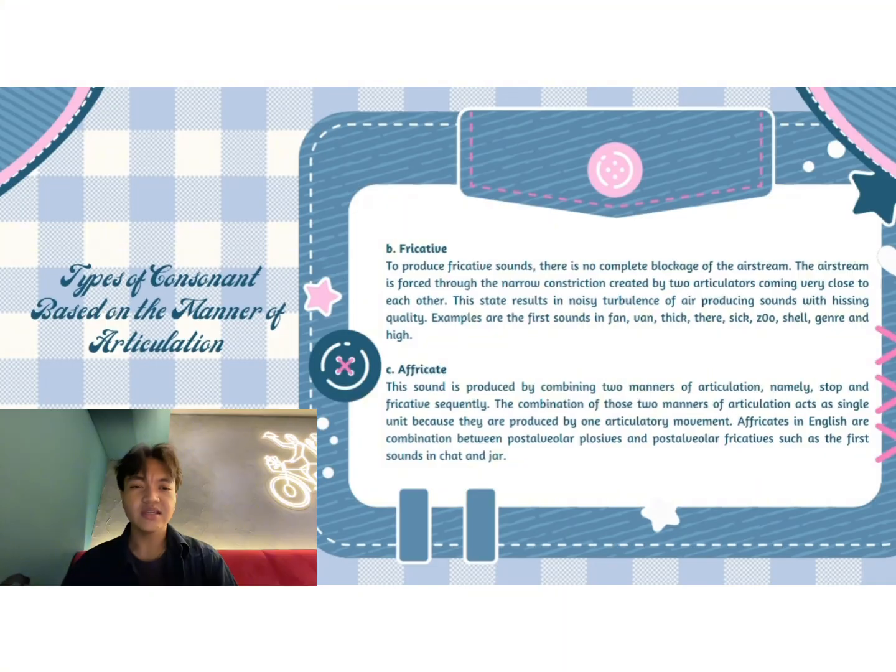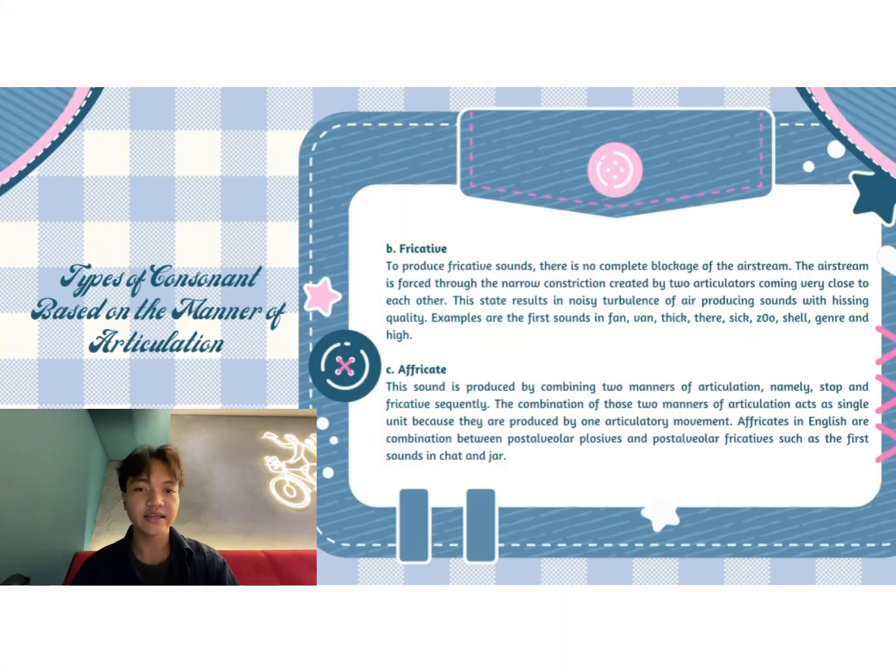Another type is affricates, which combine a stop and a fricative. In English, the affricates are tʃ and dʒ, as in chair and judge. Then we have nasals. The sounds are m, n, and ŋ.